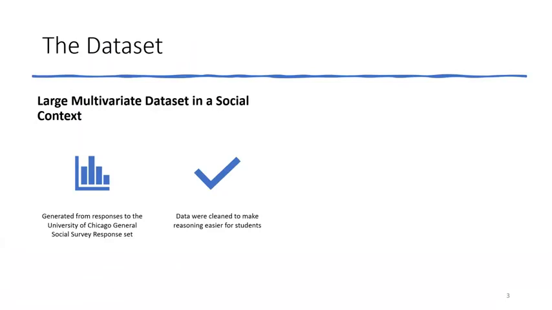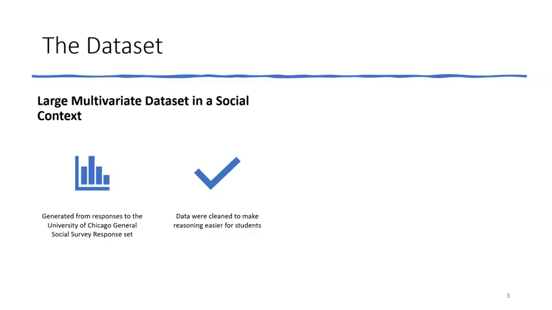So the first part of the task is the data set that supports the task. And this is a large multivariate data set in a social context. It's generated from responses to the University of Chicago General Social Survey response set. And the data that I selected were cleaned to help make reasoning easier for students. You could use any other social context data set for this task. I just selected this one.